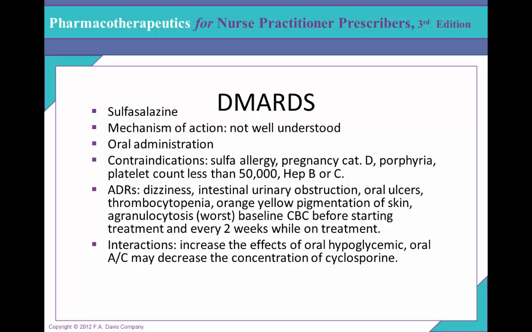The DMARDs mostly used are sulfasalazine. As you could imagine, it has a sulfa drug, so patients that are allergic to sulfa should not take this medication, even though the mechanism of action is not well understood. Basically, the main way of functioning is by decreasing tumor necrosis factor and decreasing autoimmune reaction. It is orally administered. As I said, it has a sulfa containing molecule, so you should not use it in patients that have sulfa allergies, as adverse drug reactions could produce thrombocytopenia, agranulocytosis.